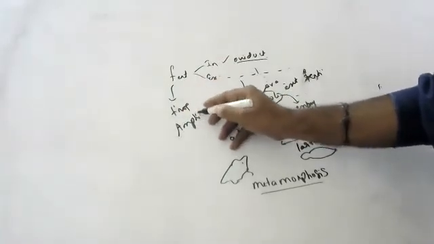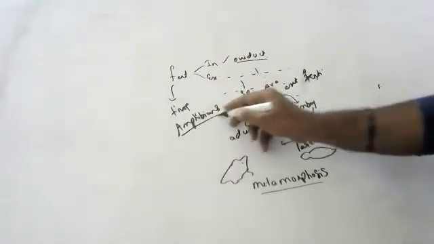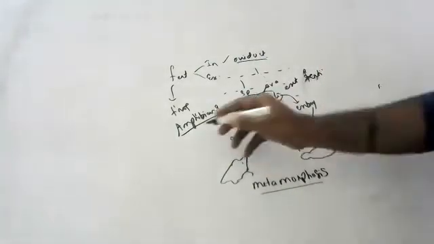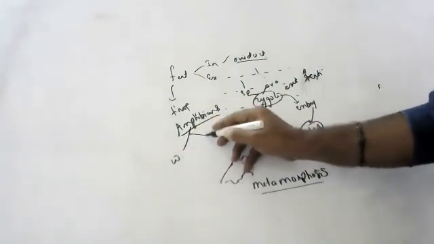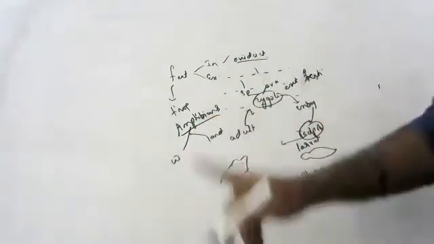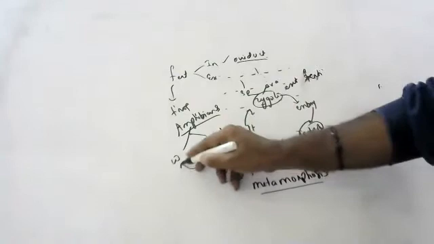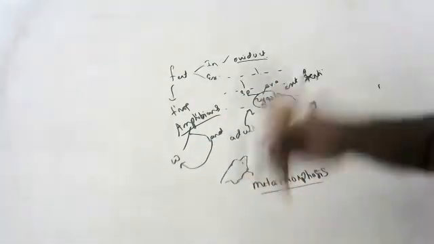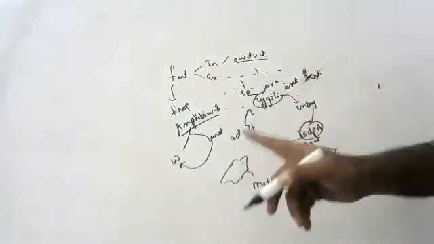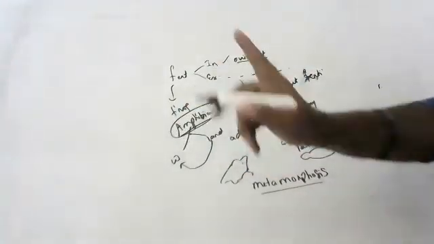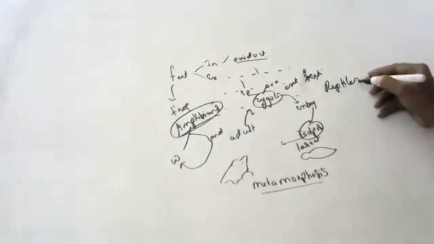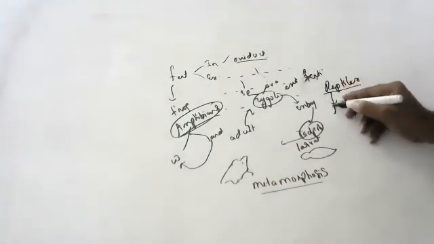Can anyone say what you mean by amphibia? Animals which can live in water and land both. But even though they can live on land, for reproduction they should compulsorily go into water. That's why they are not called perfect land animals. Perfect land animals are reptiles, which can reproduce on the land itself.